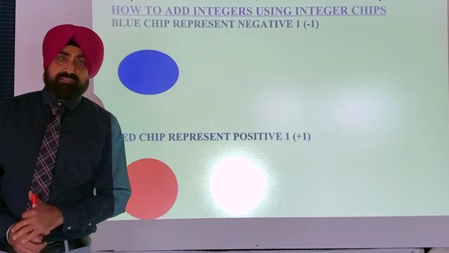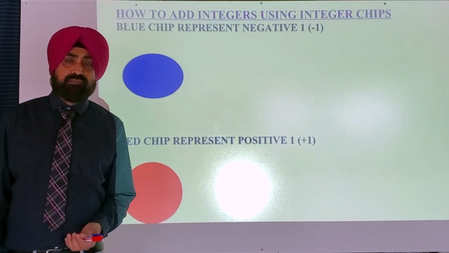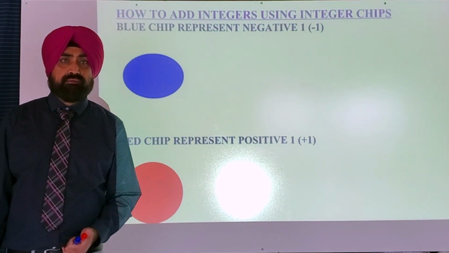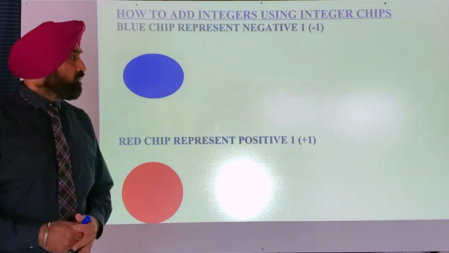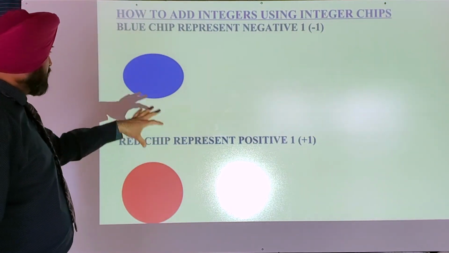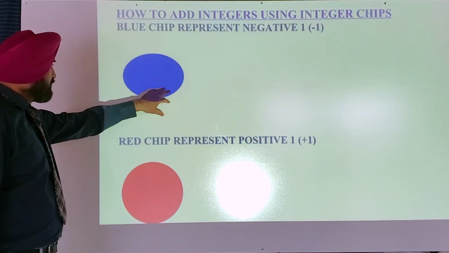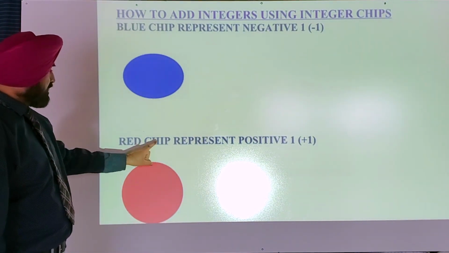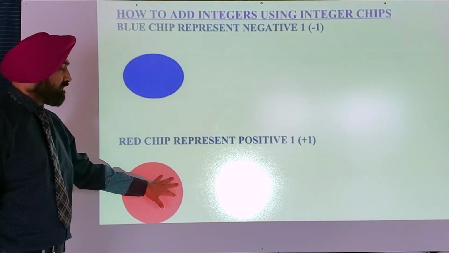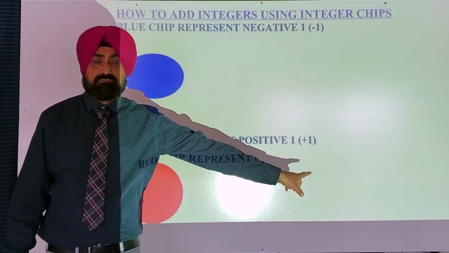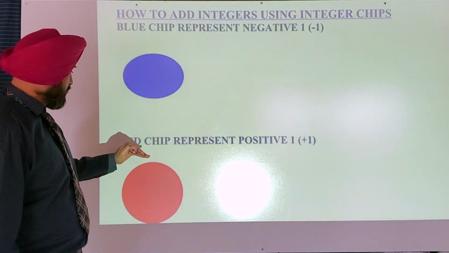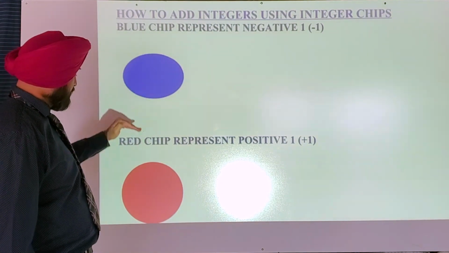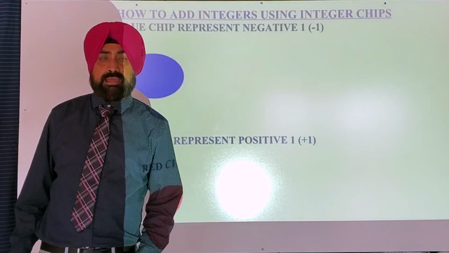Let's see the third method, using integer chips to add integers. There are two types of integer chips. One is a dark blue circle, called a blue chip, which represents negative 1. And the second is a dark red circle, a red chip, which represents positive 1. Using blue chips and red chips, meaning negative 1 and positive 1, we can add integers.